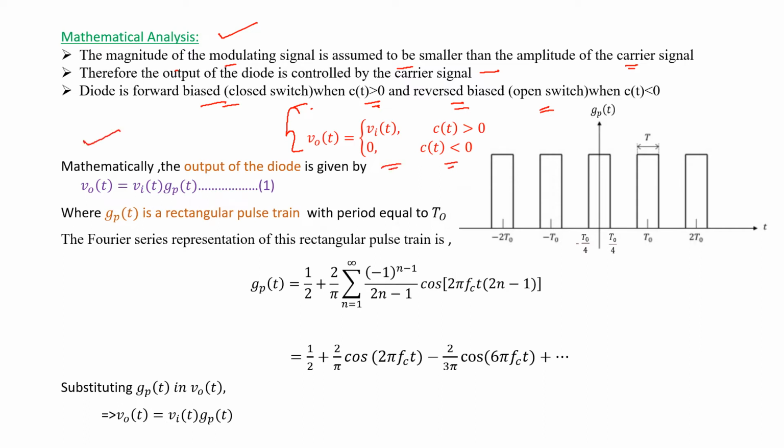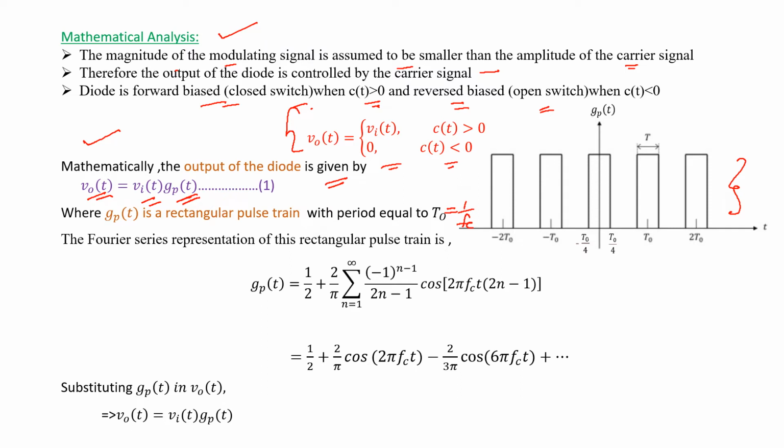This same expression can be written mathematically: the output of the diode is given by V0(t) = Vi(t) into your rectangular pulse train, which is represented as gp(t). So this is the diagram of your rectangular pulse train, where p(t) is the rectangular pulse train with period T0, which is equal to 1 by fc, and which has a 1/2 duty cycle, right?